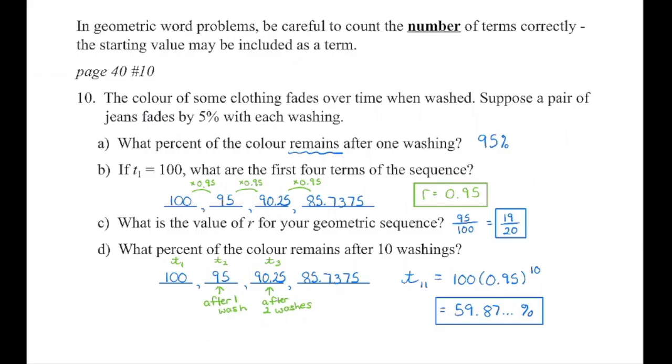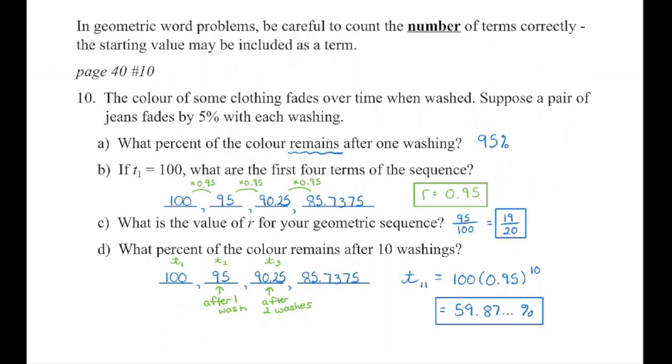One thing I just want to remind you of also is that, depending on the problem you're given, make sure that you count the number of terms correctly. So I'm going to take a look at one of the questions from your textbook. We have jeans, and every time we wash those jeans, we're losing some of the color. If the jeans fade by 5% with each washing, that means 95% of the color will remain. So that is our common ratio. If we start with 100% of the color, we're taking 95% of 100, so change your percent to a decimal and multiply, and then 95% of that value, and so on. So that common ratio is 95%, which as a fraction is just 19/20ths.